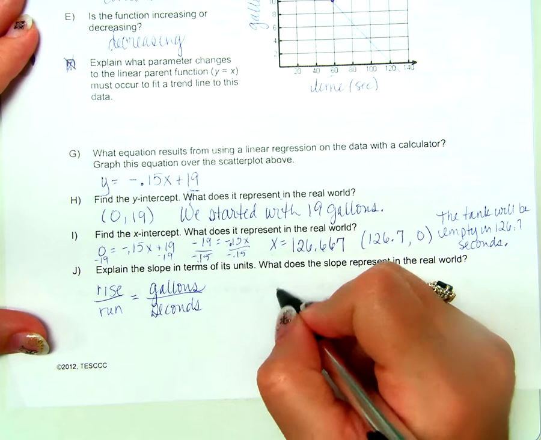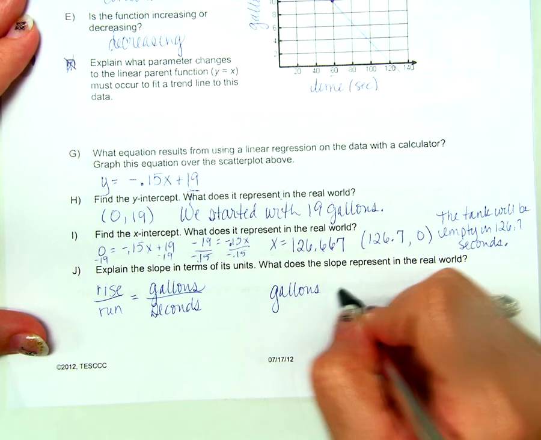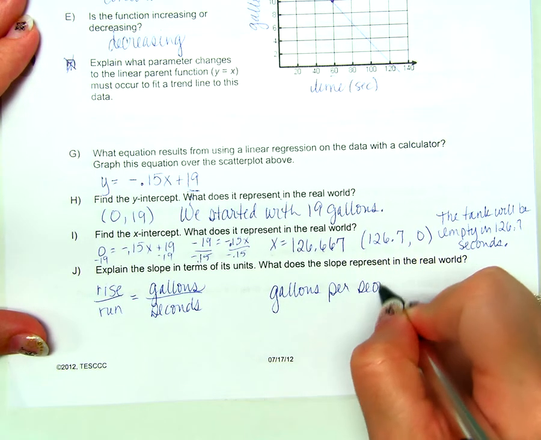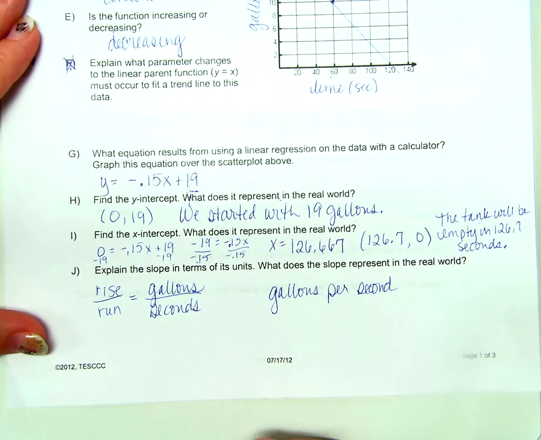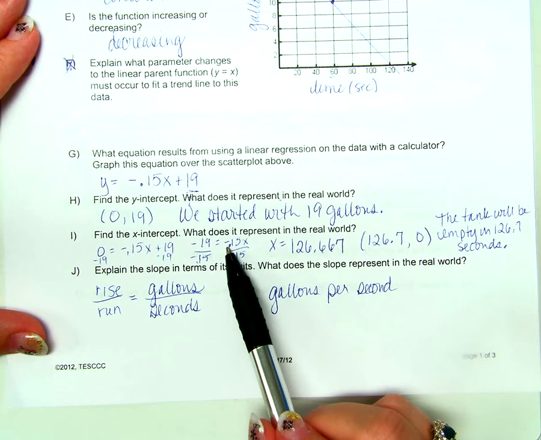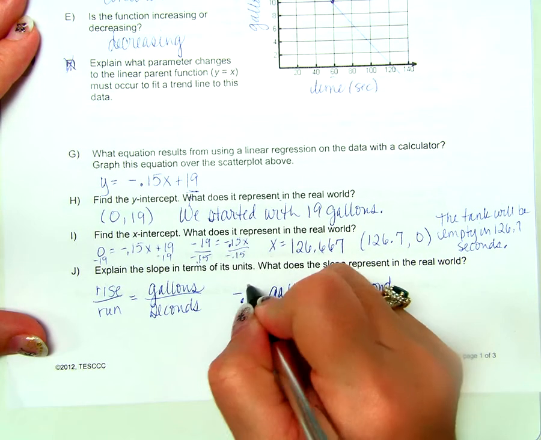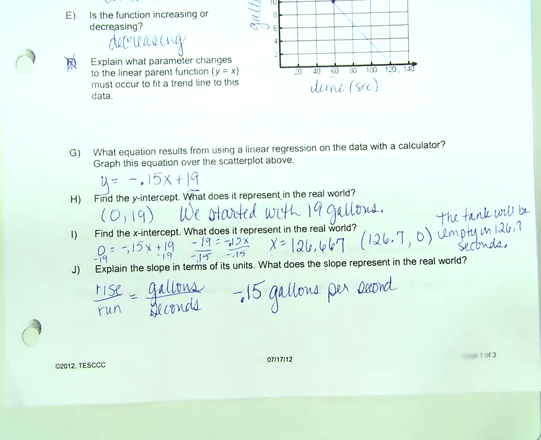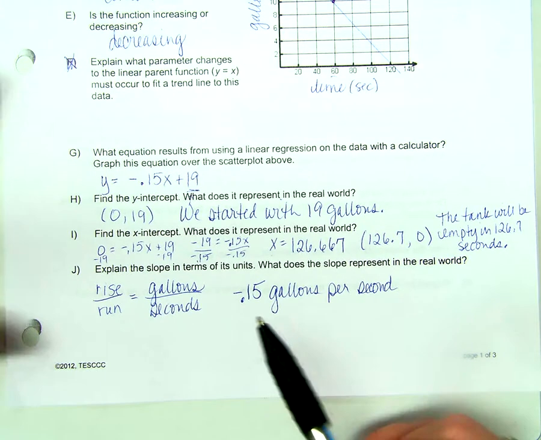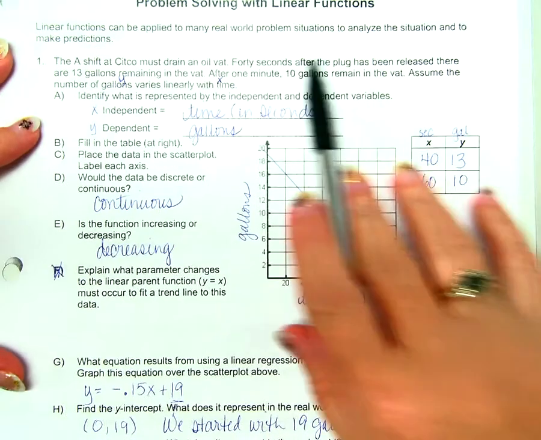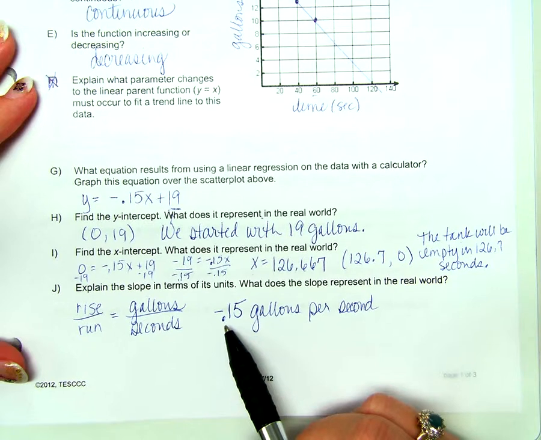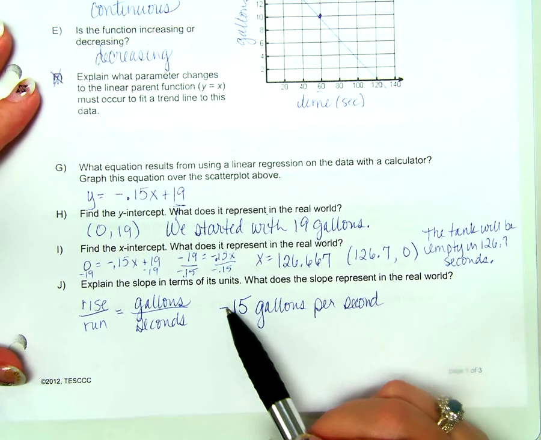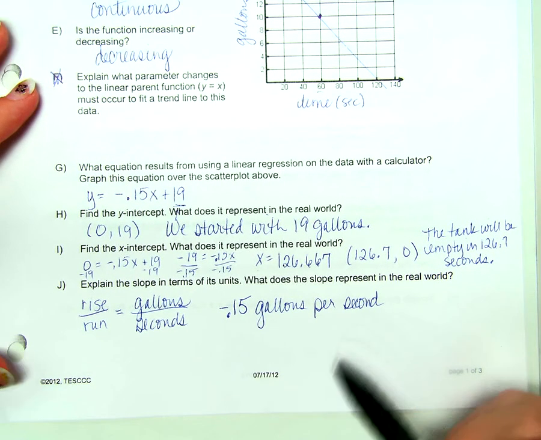What are we used to saying? We're used to saying gallons per second. Okay? Well, what is our slope again? Negative 0.15. Negative 0.15 gallons per second. So what does that mean? In the context of this problem, it means that the tank is emptying at a rate of negative 0.15 gallons per second.